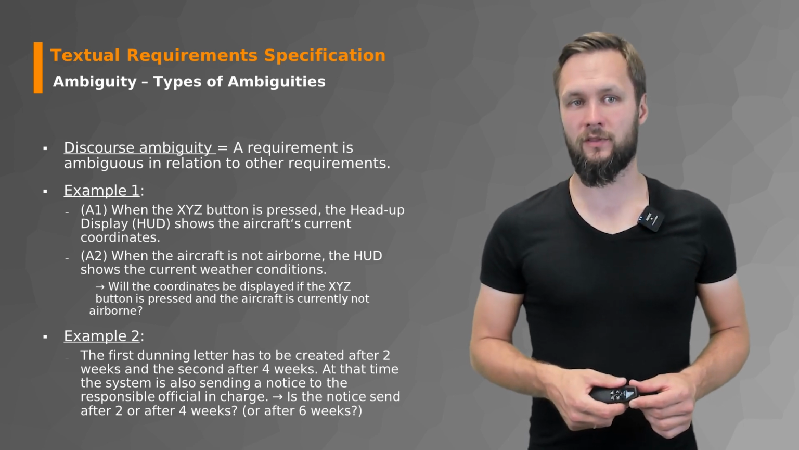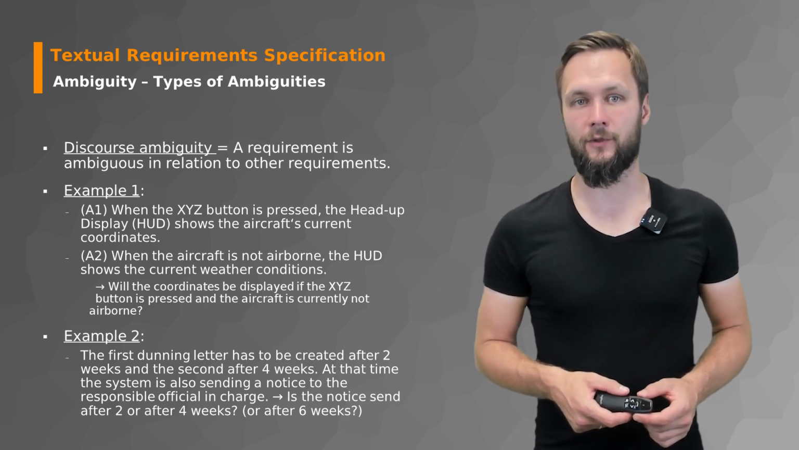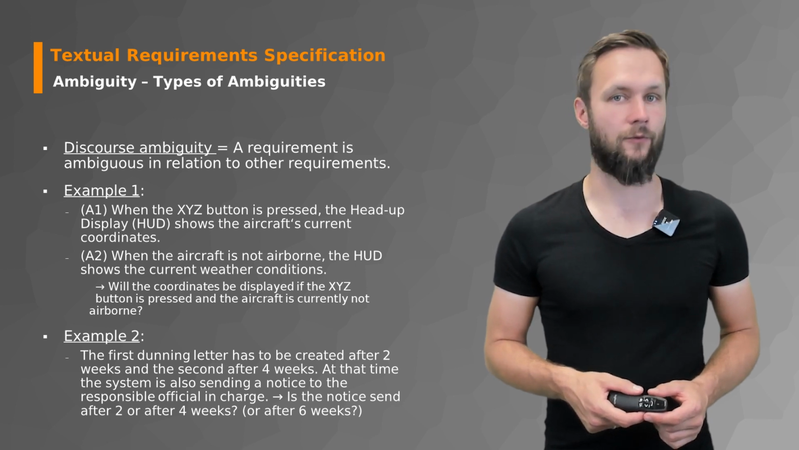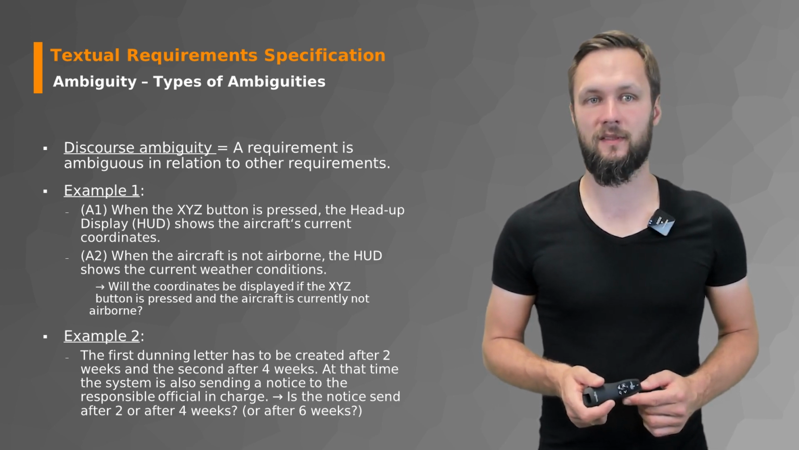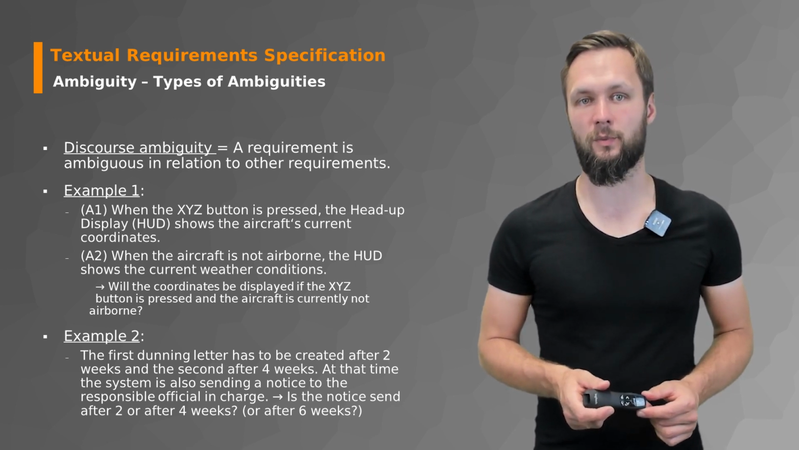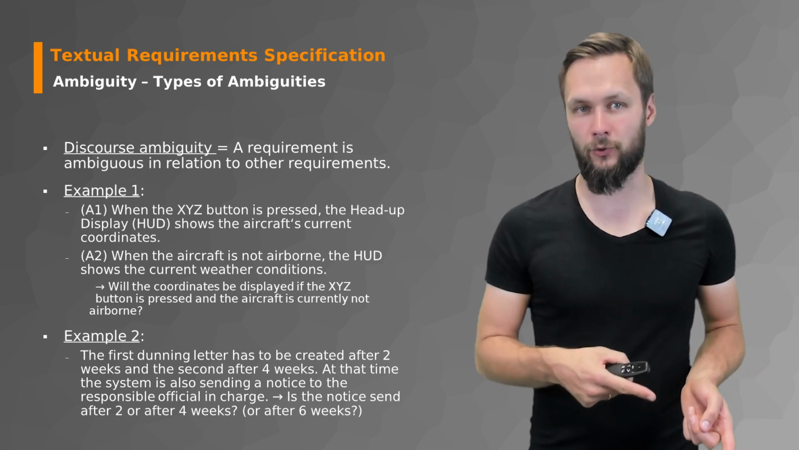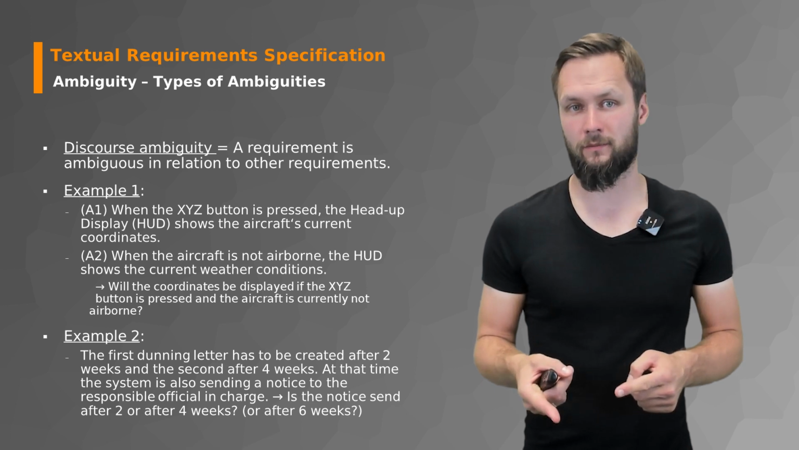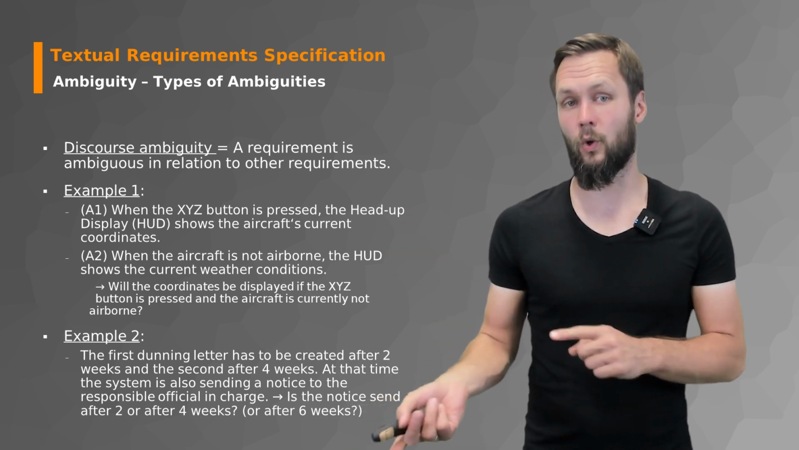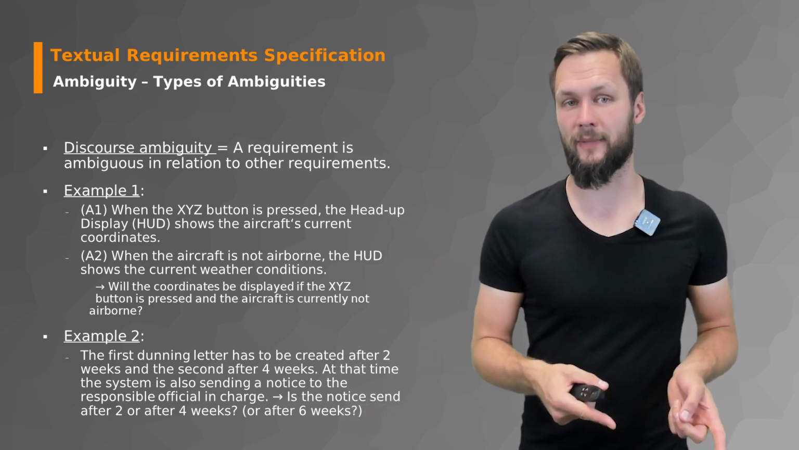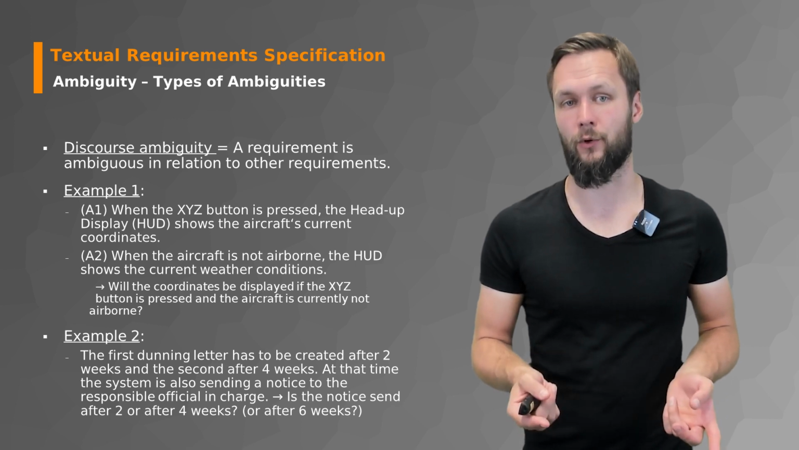And then example 2. The first dunning letter has to be created after 2 weeks and the second after 4 weeks. At that time, the system is also sending a notice to the responsible official in charge. Is the notice sent after 2 or after 4 weeks or even after 6 weeks? What is the expected and appropriate behavior of the system that we're looking for?